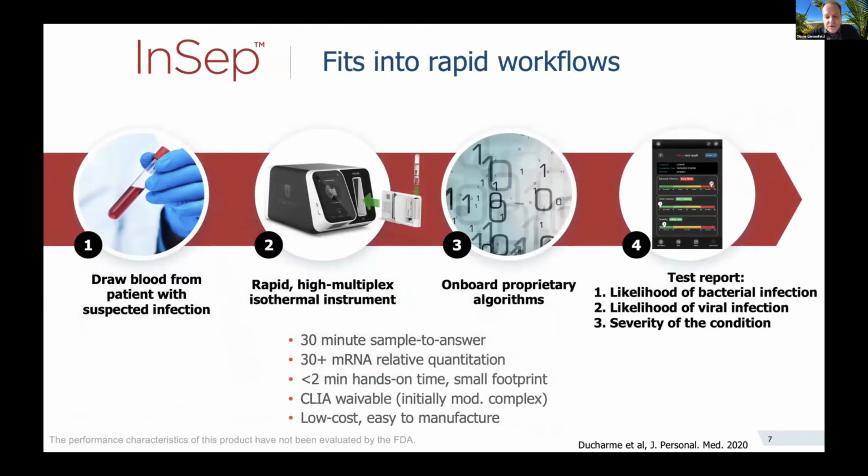The workflow we envision is that you would draw a whole blood sample with a vacutainer, in this case, the PAXgene RNA tube, would enter it into the proprietary cartridge, into the proprietary mRNA instrument, and then in 30 minutes, LAMP or isothermal amplification would run on the instrument to generate gene expression results. These results will be read on the instrument with our proprietary algorithms, and you will generate test results that in the case of our INSEP flagship test will consist of the likelihood of a bacterial infection, the likelihood of a viral infection, and the severity of the condition.